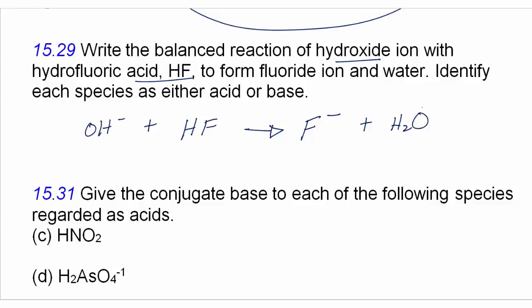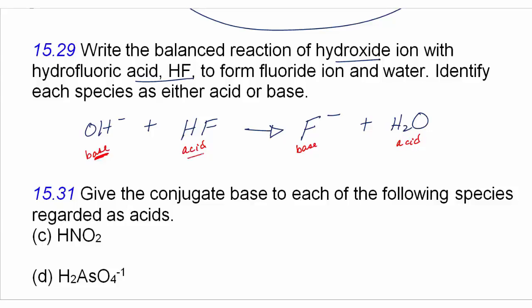Okay, now let's identify things as acids and bases. Well, hydroxide, remember, is definitely a base. If hydroxide is acting like a base, this has to be acting like an acid, because bases react with acids, acids react with bases. Okay, so that side's done. If HF is an acid, this must be a base, right? Because they're conjugate acid-base pairs. If hydroxide is a base, water must be acting like an acid here because they're conjugate acid-base pairs.